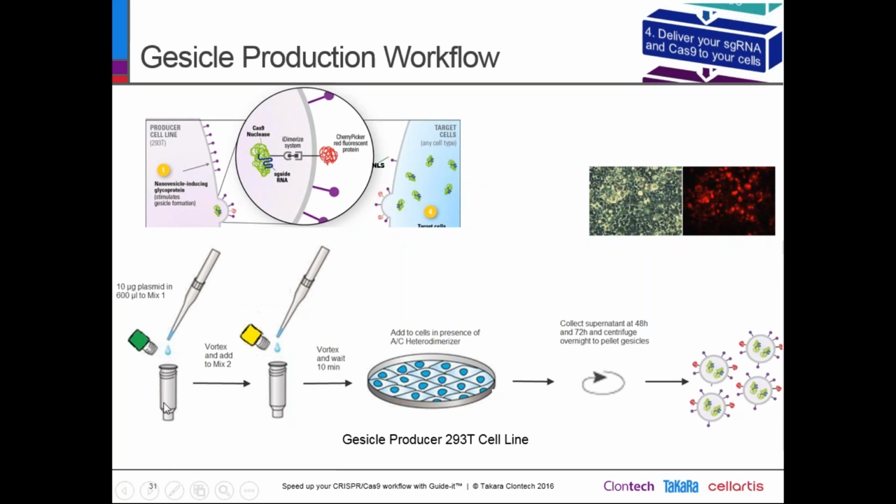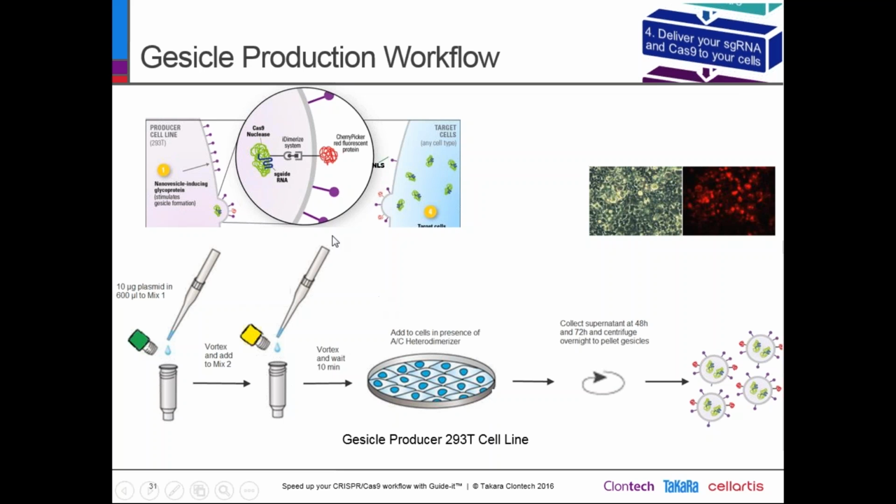What you will get in the kit are these 2 tubes with the so-called Gesicle packaging mixes, and you will also get a vector in which you can clone your target-specific guide RNA sequence. You then just add the guide RNA vector to packaging mix 1, vortex the whole thing, and add this to mix 2. Then you transfect your producer cell line with the whole mix.